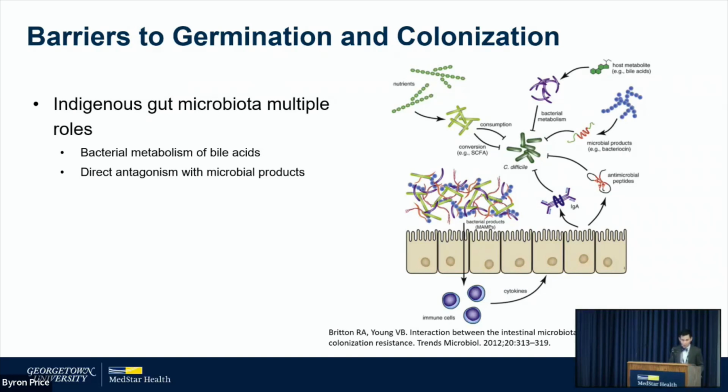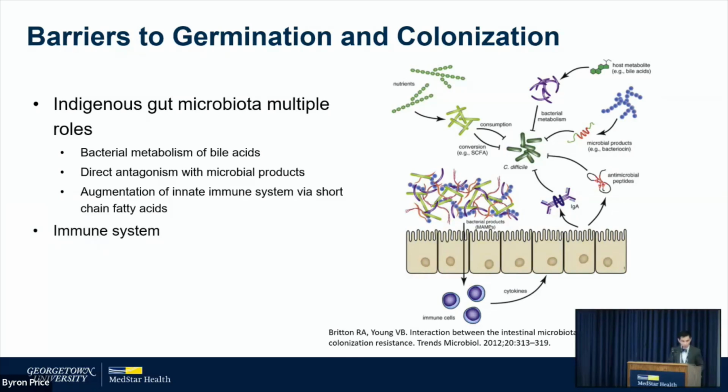Additionally, a lot of our microbiota create specific microbial products that have direct antagonism against C. diff. One example is an organism called Bacillus thuringiensis that produces a strain of bacteriocin that has very similar and narrow activity to C. diff as metronidazole. Additionally, our microbiota augments our innate immune system as well. And one way it does this is by breaking down nutrients into short-chain fatty acids.